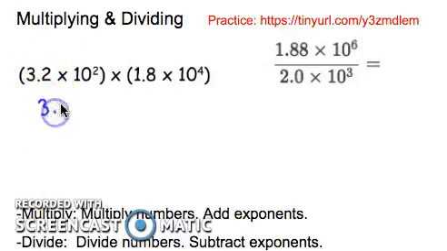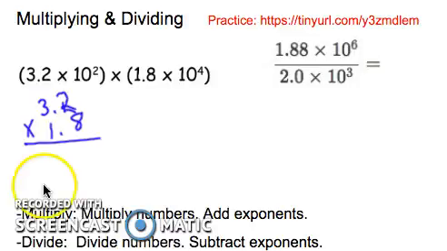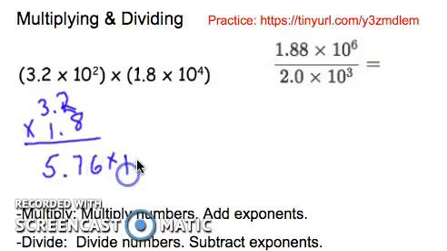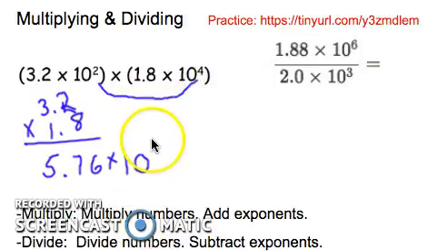So I'll multiply the numbers. 3.2 times 1.8. And whenever I put what that is, I will use my calculator. Times 1.8 equals, I see it is 5.76. So you have to add the times 10 and the exponent. And remember, with multiplying, you add the exponents. So it's simply 2 plus 4 equals 6. So that would be your answer here.